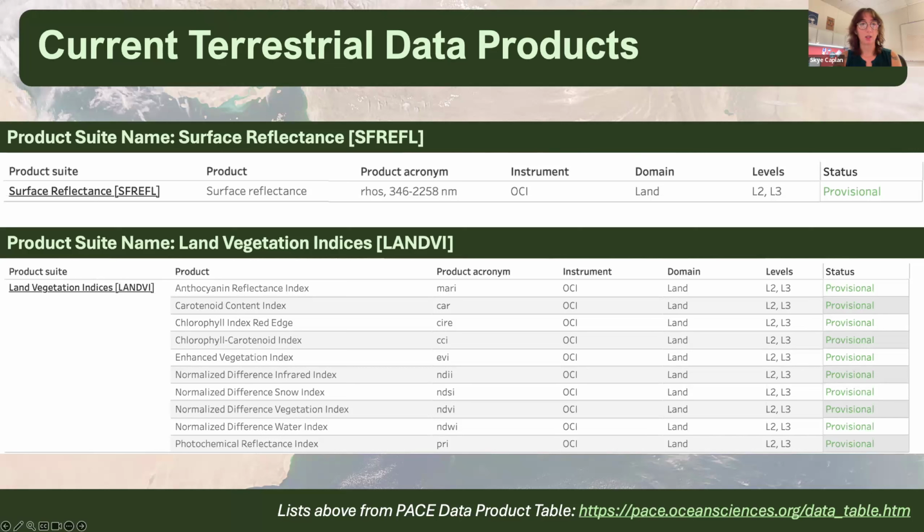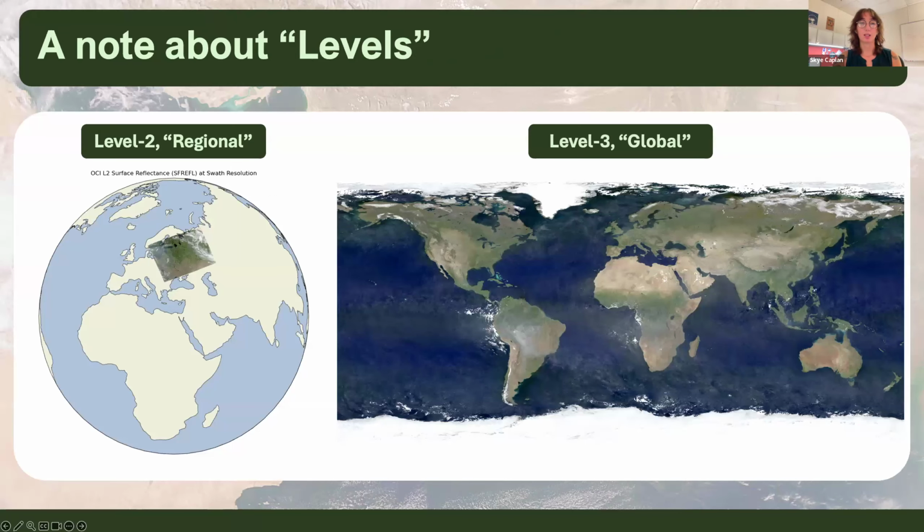You'll also see the levels column in this table that has both L2 and L3, which I can explain in more detail for those of you who aren't super familiar with the way PACE is set up. Level 2, or L2, data is the regional, ungridded, swath-resolution data set, while level 3, or L3, maps are global data sets containing information for almost all pixels, at least as long as they don't have clouds.